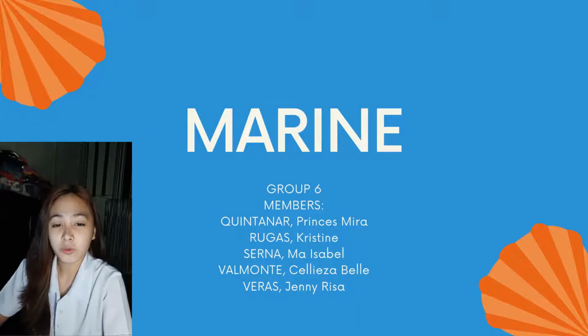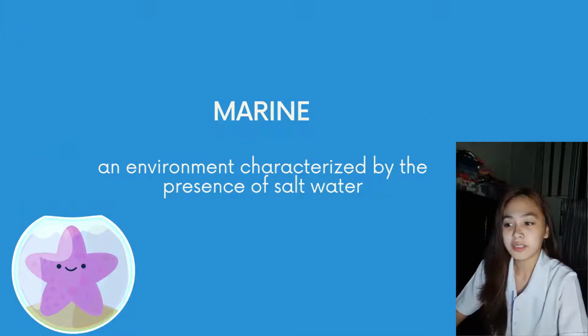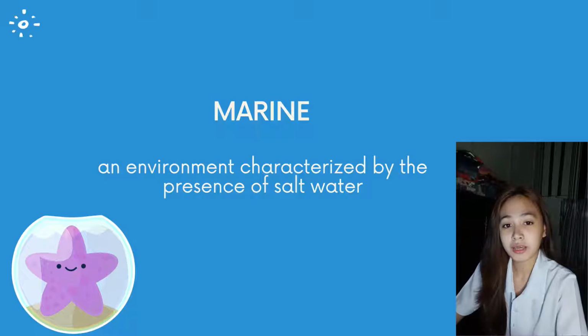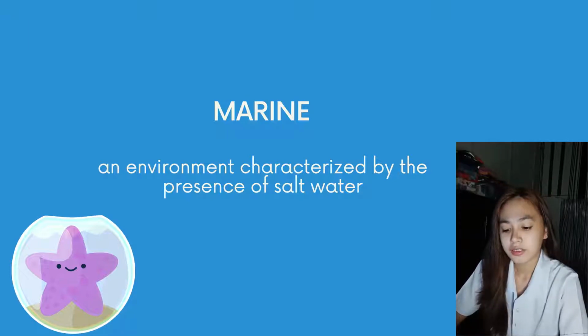Good day, today we are going to discuss the marine biomes. Marine is an environment characterized by the presence of salt water. Marine biomes are unique underwater habitats which foster a variety of different plants, animals, and conditions. Marine biome is the largest among the biomes and covers 3/4 of Earth's surface. The definition of marine biome is simply an oceanic habitat.